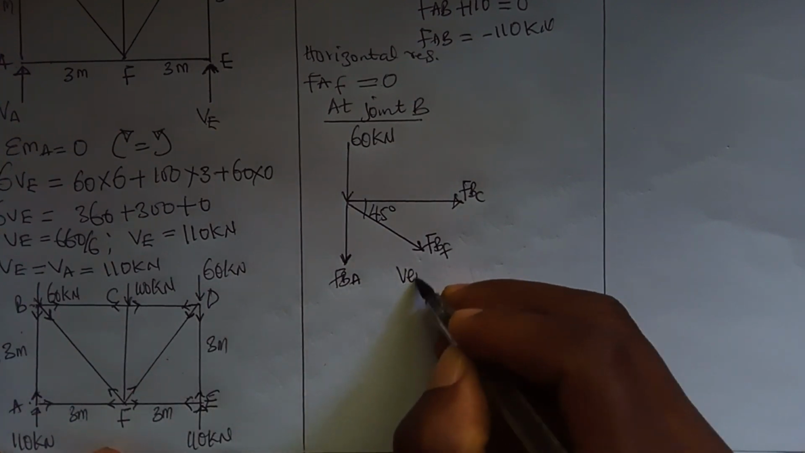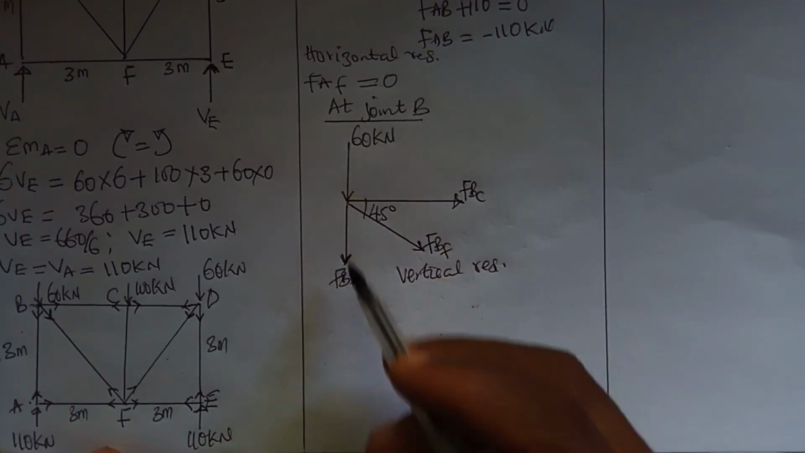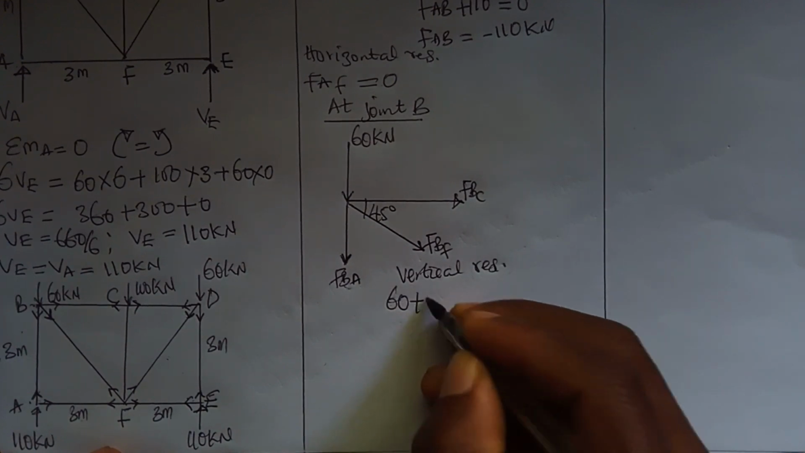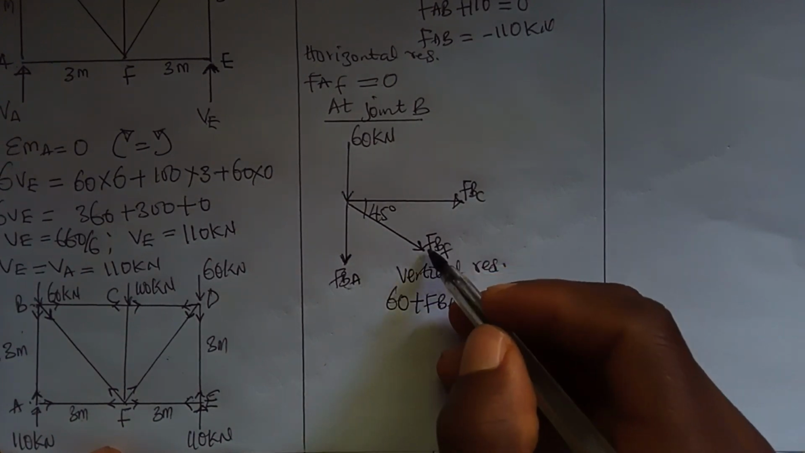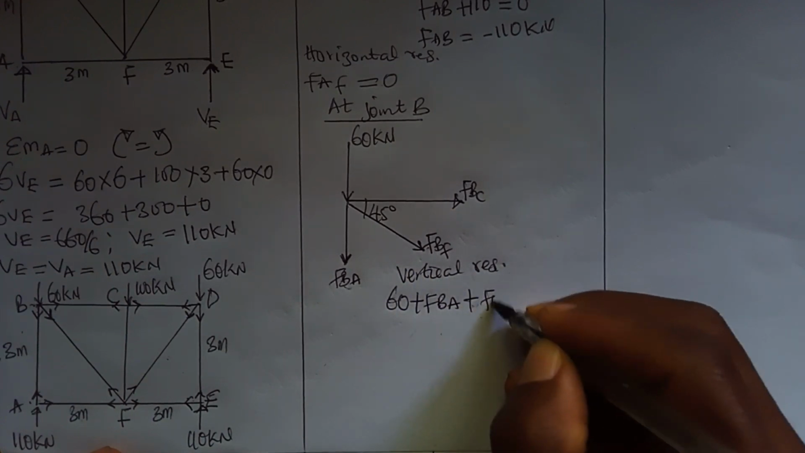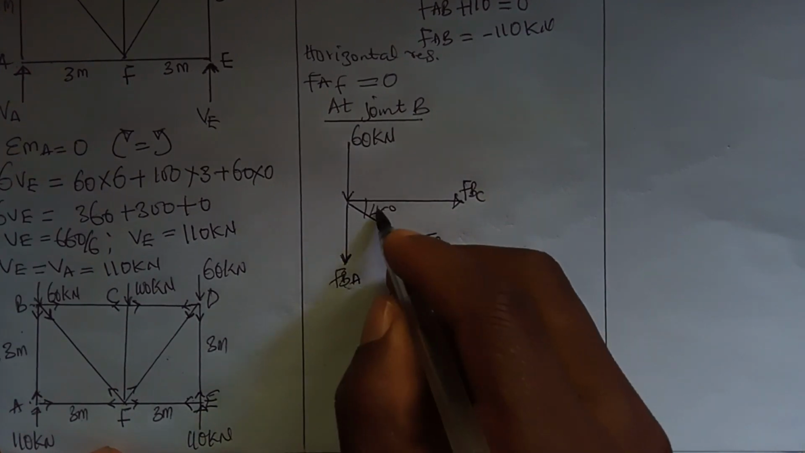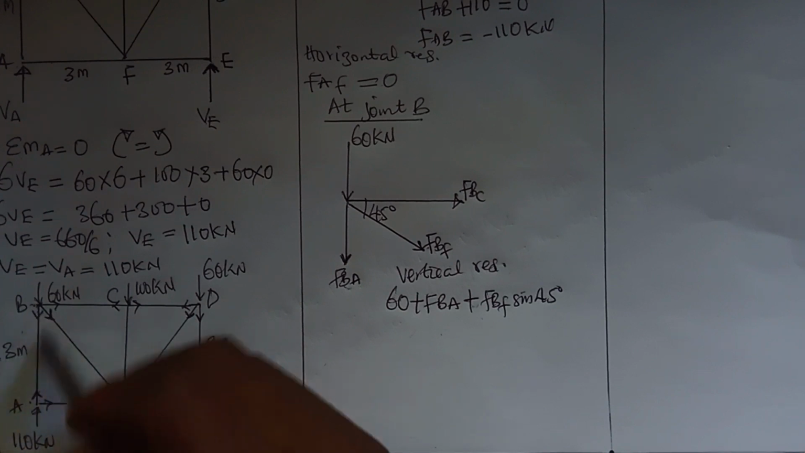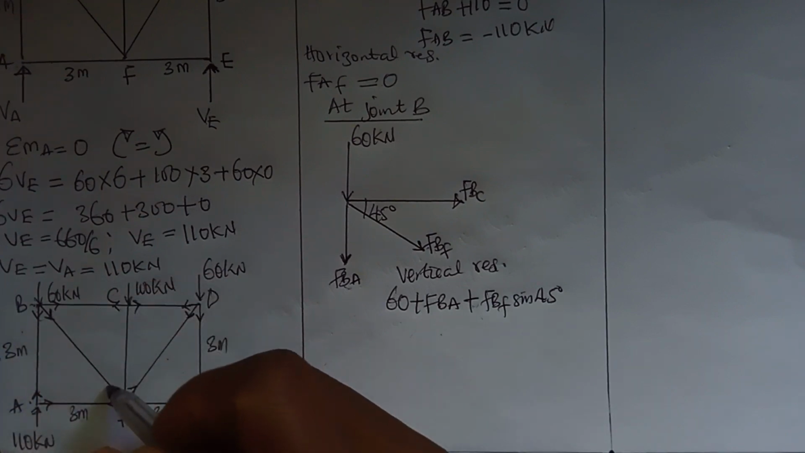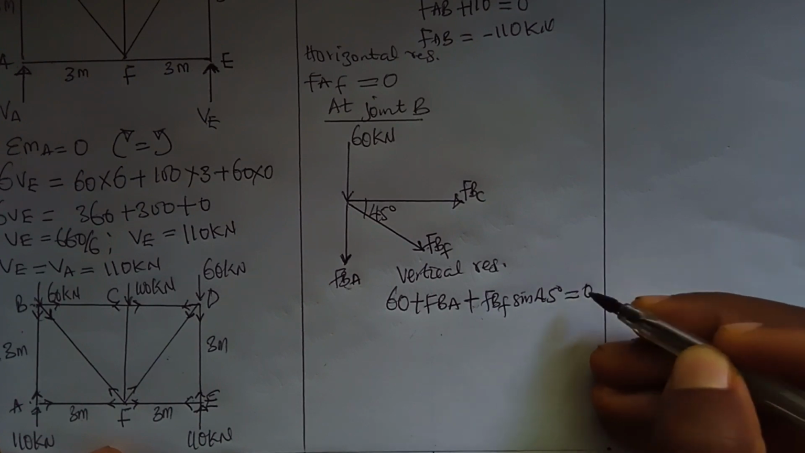So let's start with vertical resolution. What are the vertical forces here? These two are vertical and they're moving in the same direction, which is downwards. We have 60 plus FBA. If we resolve this particular one, it will also move in the same direction, which is downward. Therefore, we have plus FBF sine 45. I hope you know how we got 45 degrees from what I explained earlier. If this is isosceles, this is 90. Therefore, this place is 45 and here is 45. And if here is 45, here is 45 as well. So we have 45 degrees, equal to 0.